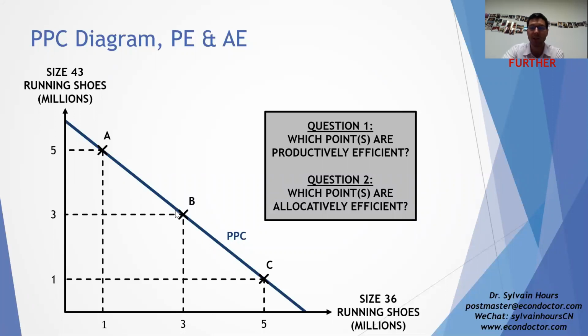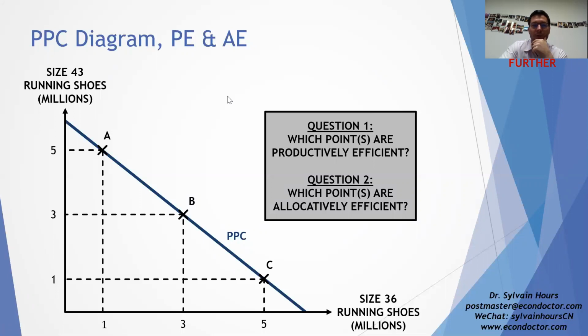And if we live in a country where there are almost only women, then point C would be the best. So if you just look at the PPC, you don't have enough information to determine which of these combinations is allocatively efficient. So in terms of economic efficiency, we don't know. What type of information do we need to help us identify which one is allocatively efficient?